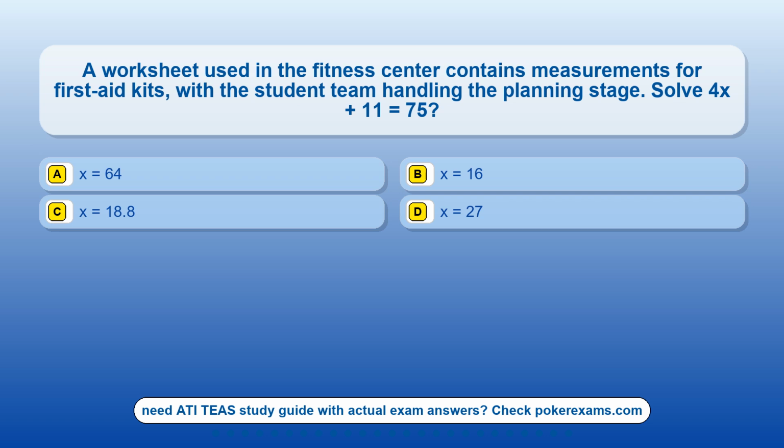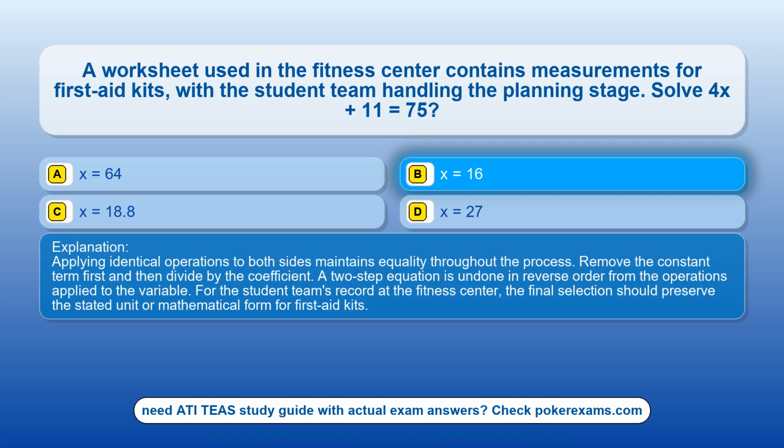A worksheet used in the fitness center contains measurements for first-aid kits, with the student team handling the planning stage. Solve 4x + 11 = 75. Option A, x = 64. Option B, x = 16. Option C, x = 18.8. Option D, x = 27. The correct answer is option B, x = 16.